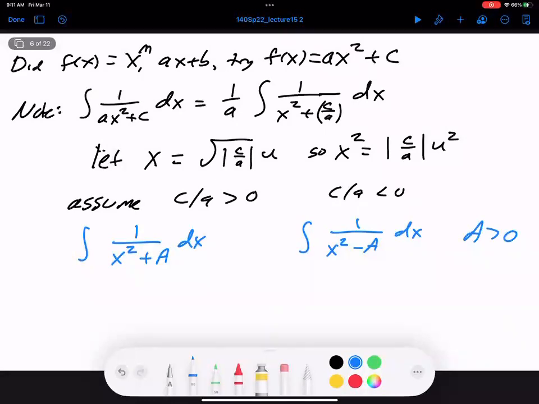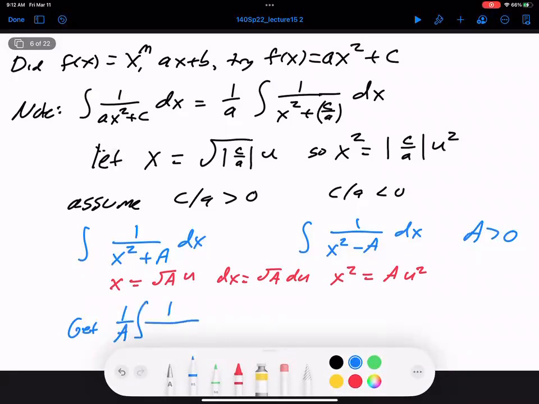And now, if I let x equal the square root of A times u, then dx is the square root of A du, and x squared is going to be A u squared. I can now pull out an A, and I get 1 over big A, 1 over u squared plus 1, dx becomes root A du. So I get a square root of A over A integral of 1 over u squared minus 1.